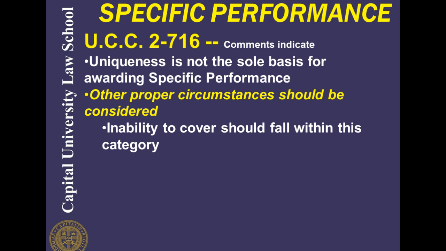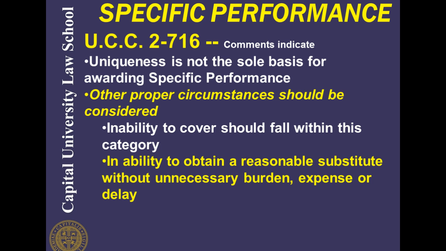But other proper circumstances allows a court to tailor specific performance even in instances where the goods may not be completely unique or unique at all, but where fairness and justice would require specific performance. And so, as I said previously, the inability to cover would seem to fall within this category: the inability to obtain a reasonable substitute without unnecessary burden, expense, or delay. So they're going to look at a far more wide-ranging review in deciding whether to grant specific performance.